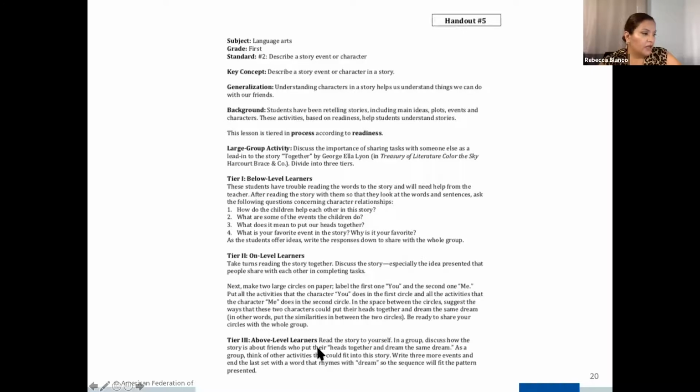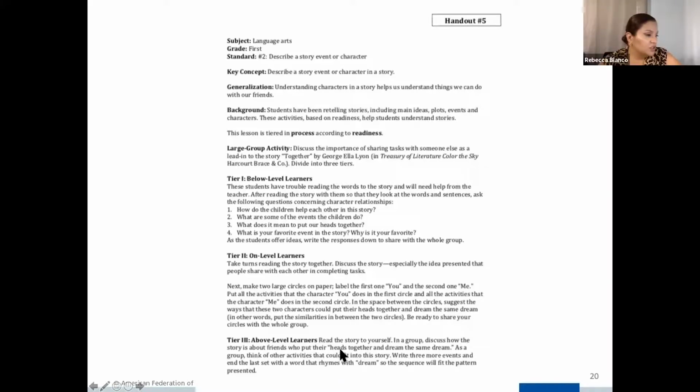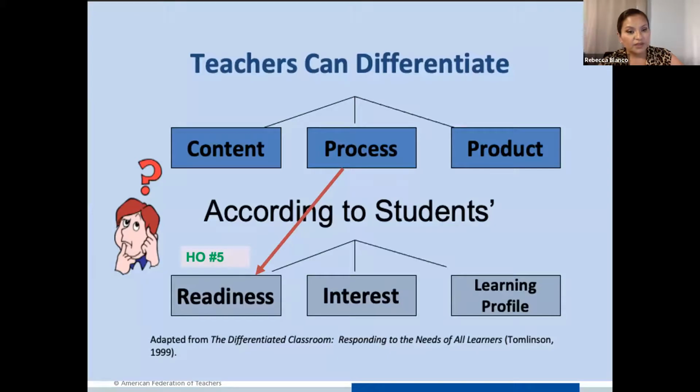And then on level 3, above level learners, read the story to yourself in a group. Discuss how the story is about friends who put their heads together and dream the dream. As a group, think of the activities that could fit in the story. So this one is tiered in process. So the way that they're getting to it, it's the process by their readiness, right? So you have your above, your on, and your below levels, and you're tiering that process.